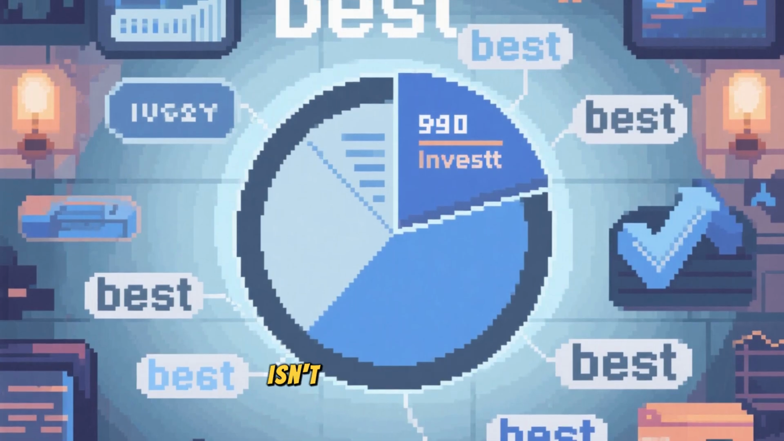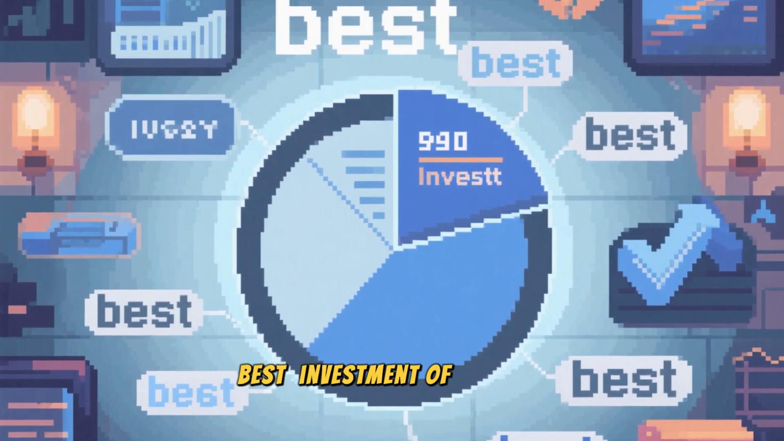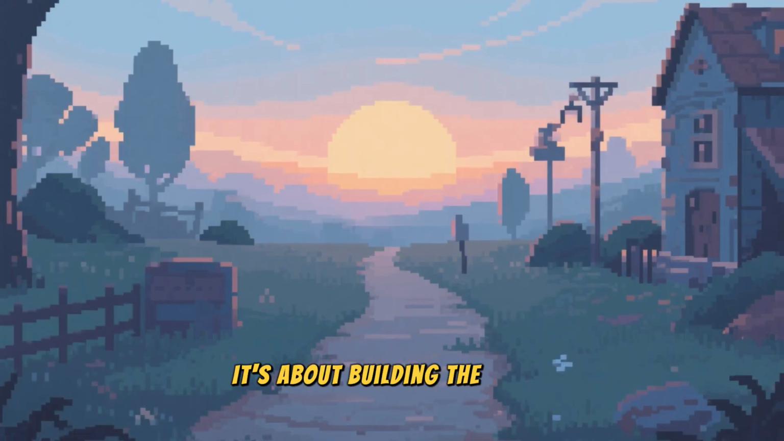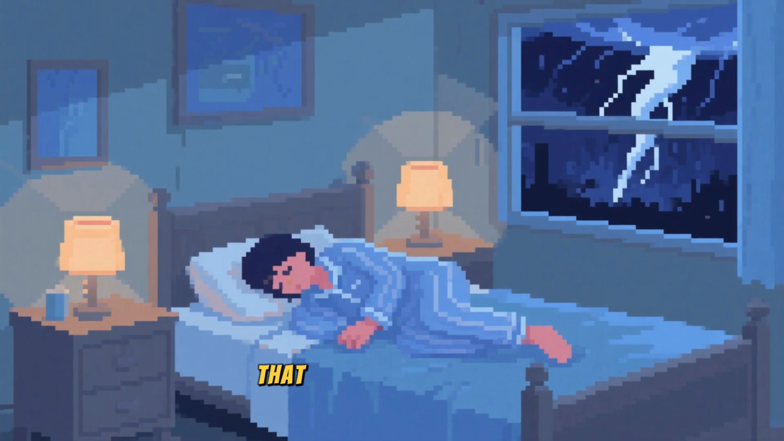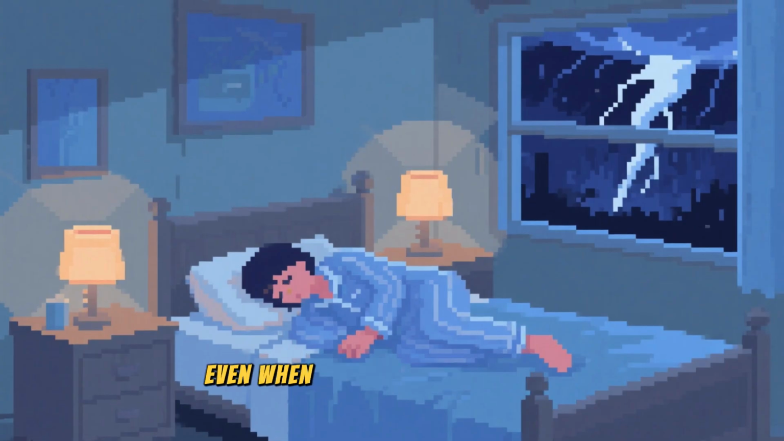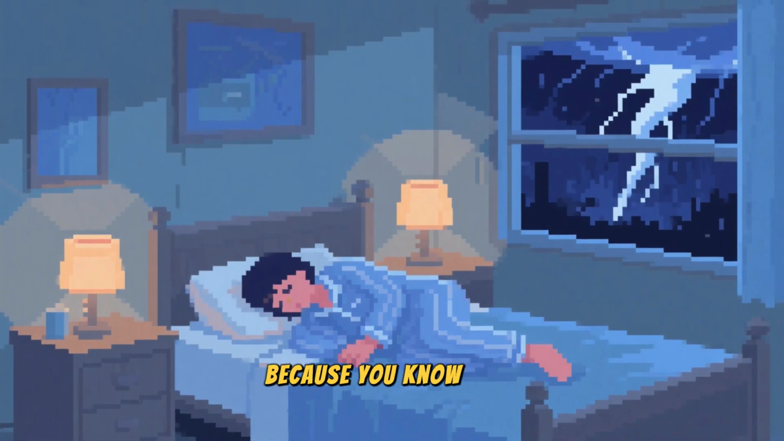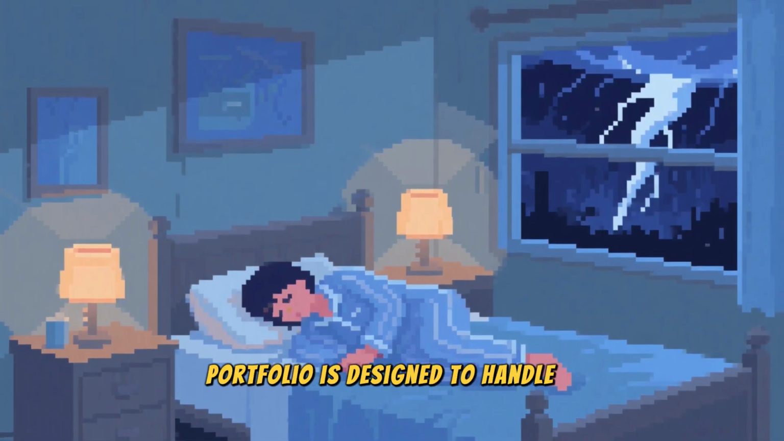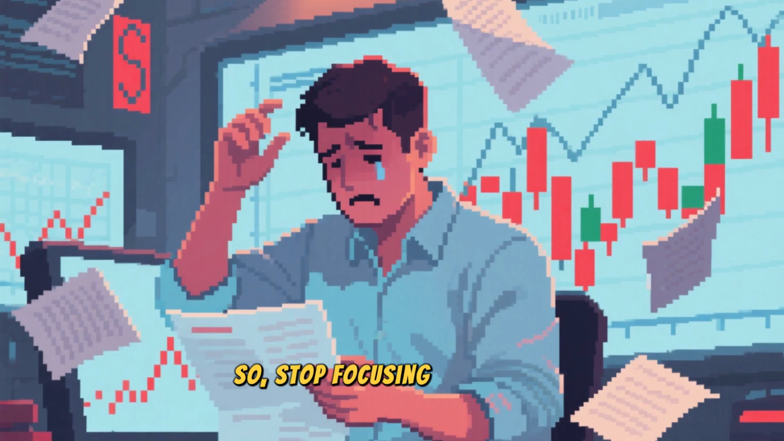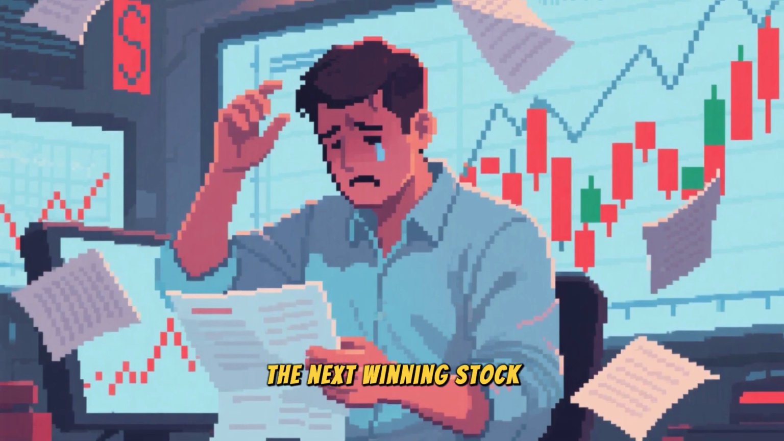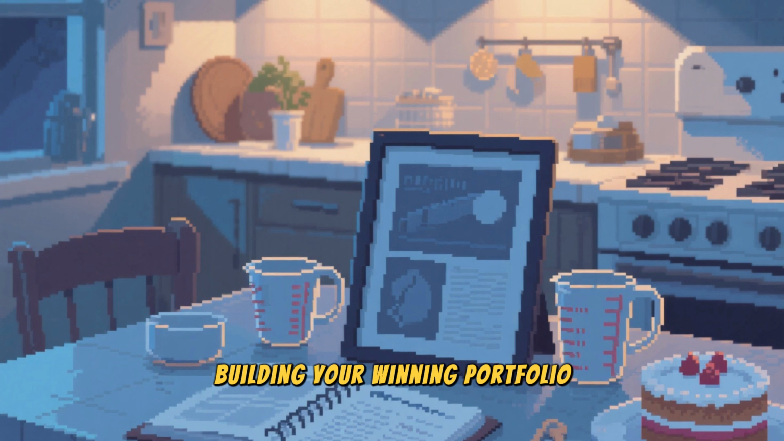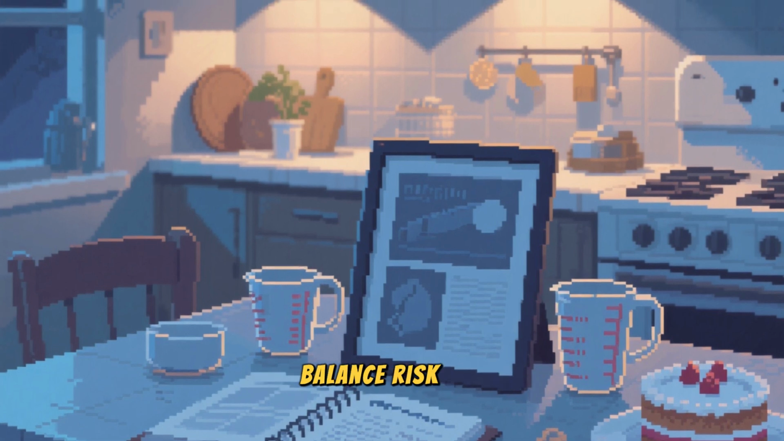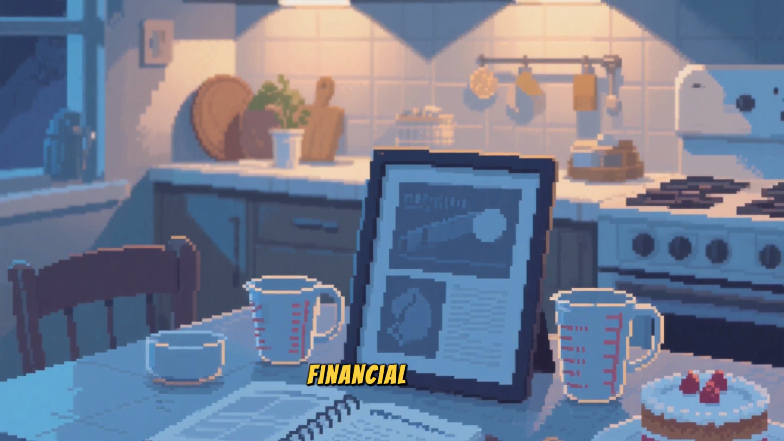Asset allocation isn't about finding the best investment of the year. It's about building the right portfolio for you for the long haul. It's the framework that allows you to sleep well at night, even when the market is turbulent, because you know your portfolio is designed to handle it. So, stop focusing on picking the next winning stock. Start focusing on building your winning portfolio. That is how the pros truly balance risk and return to achieve their financial goals.